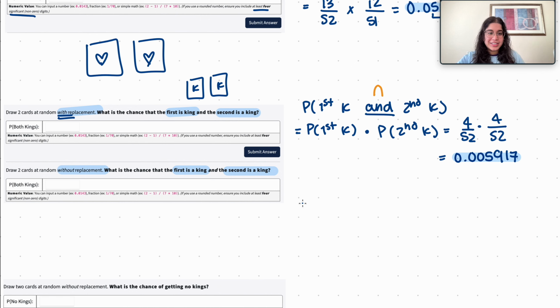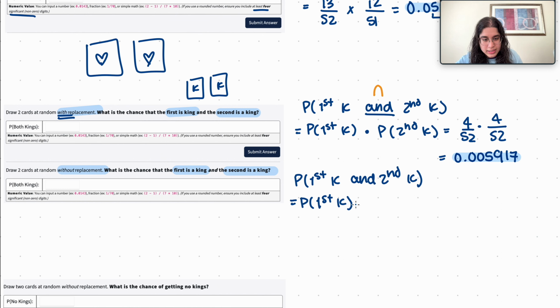So again, this is a very similar question to the previous one we did, except it is without replacement. So my probability statement is going to be very similar. The first card is a king and the second card is a king. That's the same thing as saying the probability that the first card is a king times the probability the second card is a king. Now, without replacement is an example of a dependent event. So that means these two events, the first card is a king and the second card is a king, are dependent events because when I pick my first card, the total is changing.